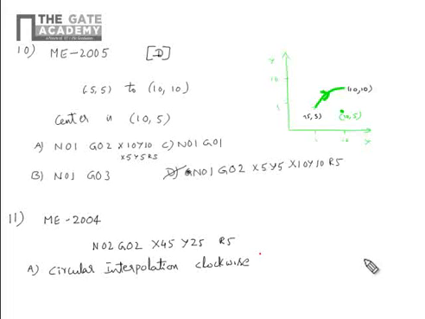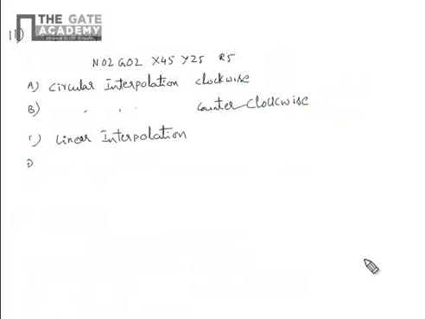Similarly, the 11th question, asked in 2004 for 2 marks, gives the code N02, G02, X45, Y25, R5. The options: A is circular interpolation clockwise, B is circular interpolation counterclockwise, which is called anti-clockwise, C is linear interpolation, and D is rapid feed. So G02 is circular interpolation clockwise. Option A is the answer.